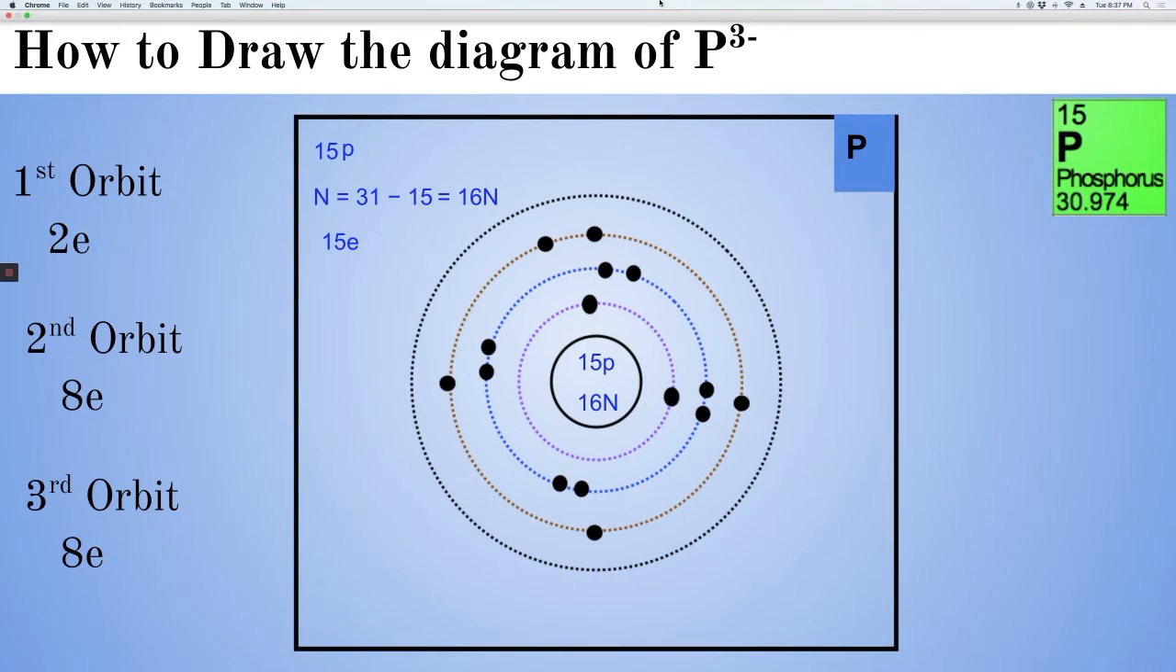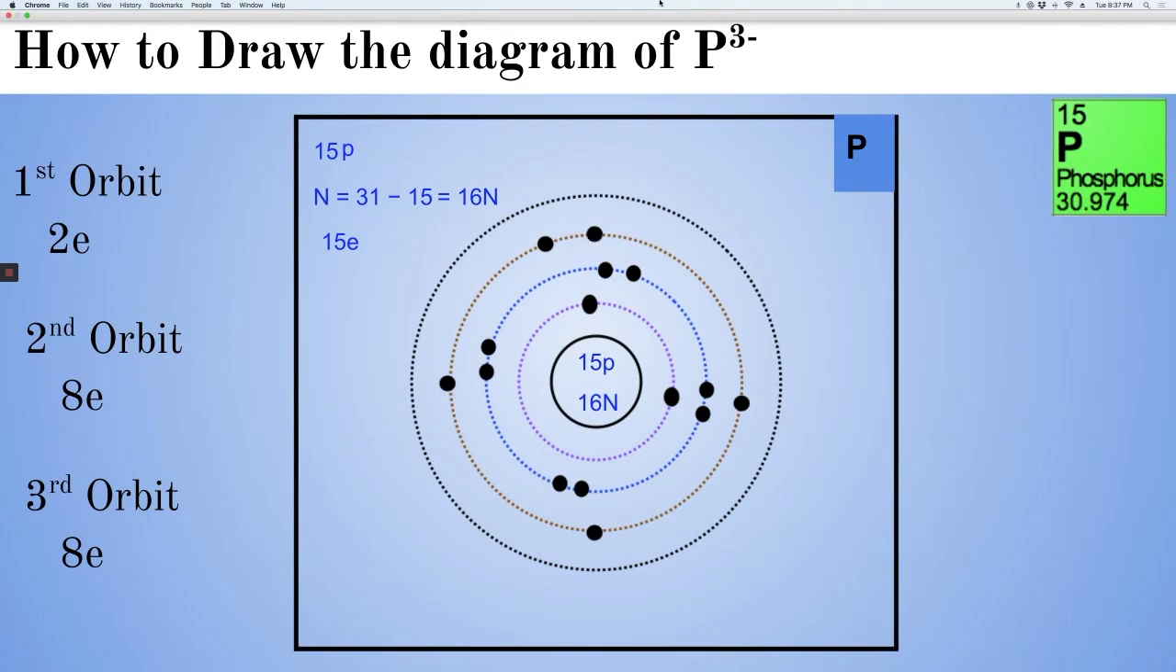Now I'm going to add electrons to turn this atom into an ion. Because I need the ion phosphorus 3 minus, I have to add 3 electrons. When I do that, I still have to follow the rules. That means in the third orbit, I cannot have more than 8 electrons. Right now, I have 5 electrons in the third orbit. So I'm going to add 3 more electrons to the third orbit to obtain the ion of phosphorus 3 minus.